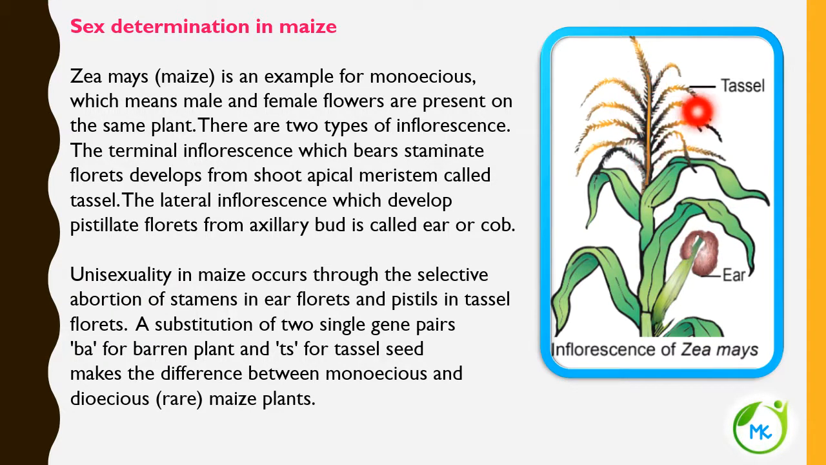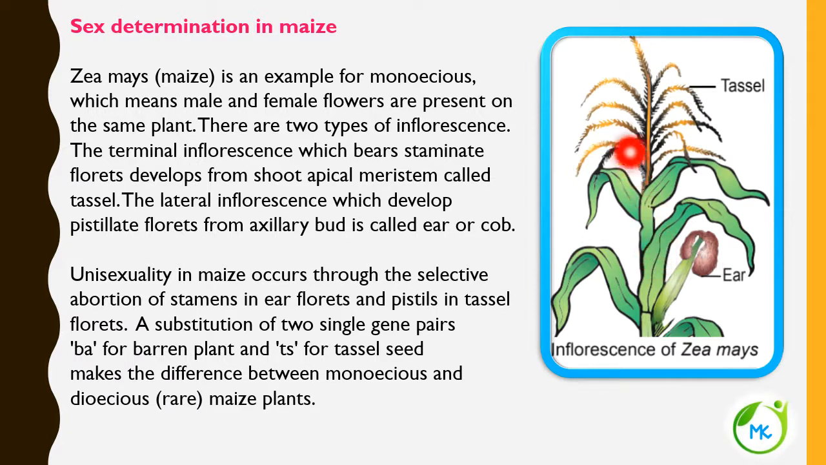This is the terminal inflorescence. It is located at the tip of the inflorescence axis, and this terminal inflorescence has staminate florets. This is referred to as the tassel, whereas the lateral branches will carry another inflorescence, referred to as the lateral inflorescence, and it will develop the pistillate structures, and it is referred to as the ear or cob or silk. And unisexuality in maize occurs through the selective abortion of stamens in ear florets.